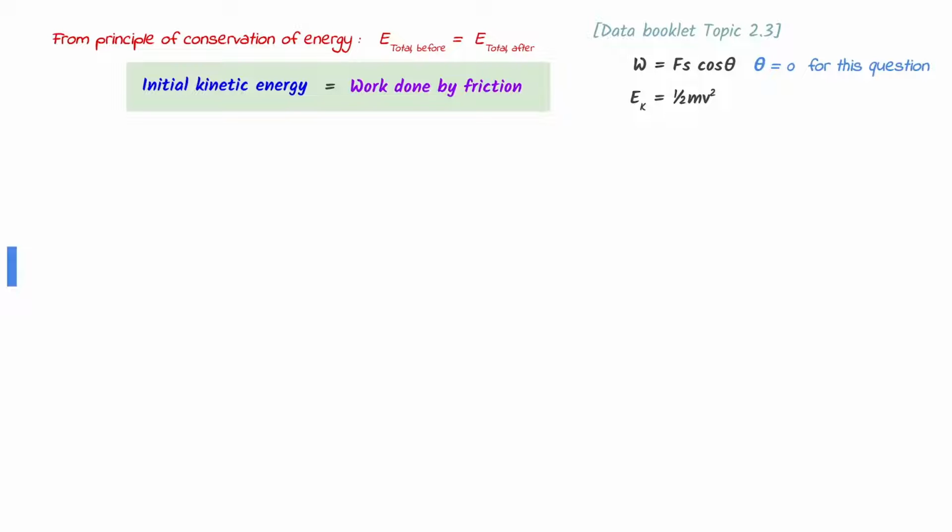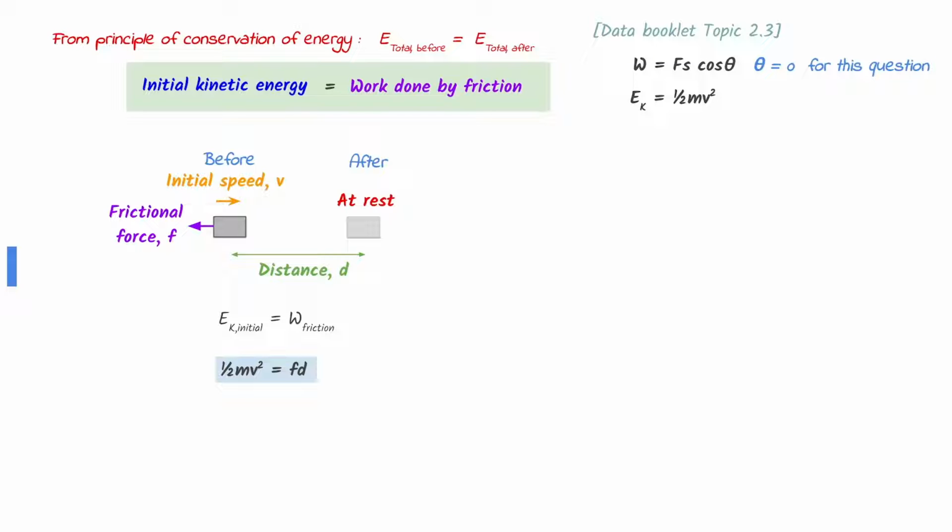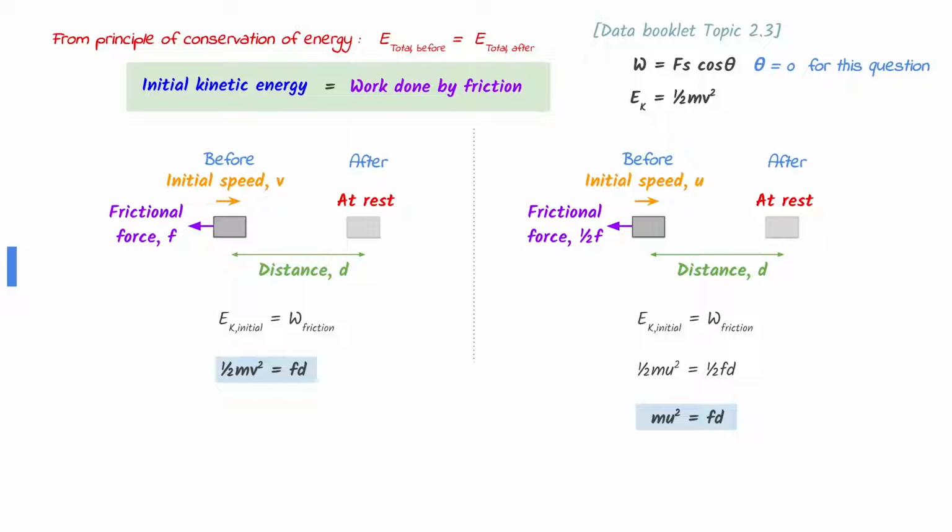From the principle of conservation of energy, the initial kinetic energy equals the work done by friction. Once we know this, we can work out the equation for the first block. Here we get half mv squared equals Fd. Do the same for the second block. This time the speed is u and the frictional force is half F.